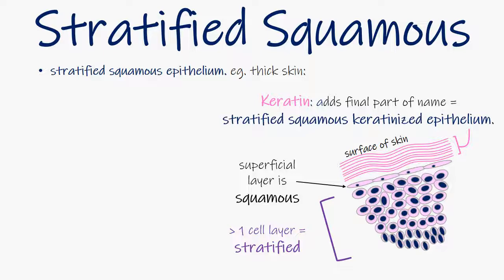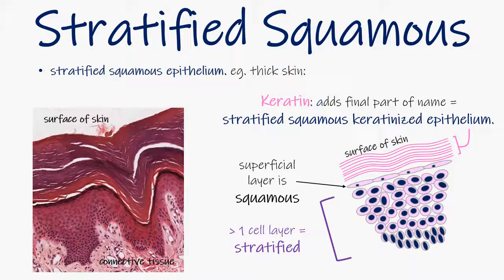Now compare the schematic to a micrograph of thick skin. Again, there are multiple layers of cells, and so we call it stratified. Then, because the superficial layer is squamous, we add that to the name. And finally, we name the keratin as the final part of the full name of stratified squamous keratinized epithelium.